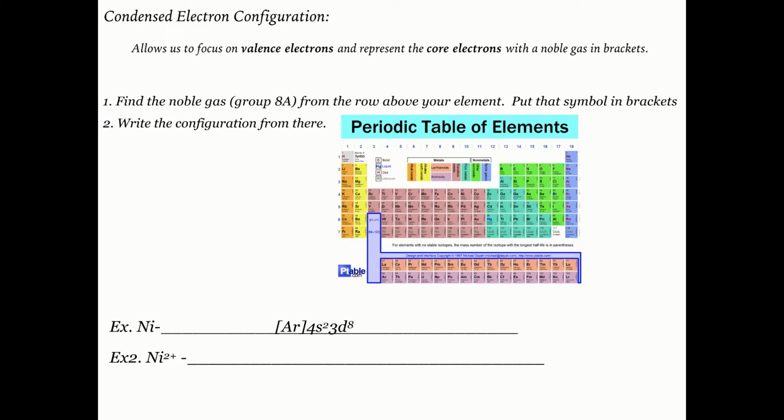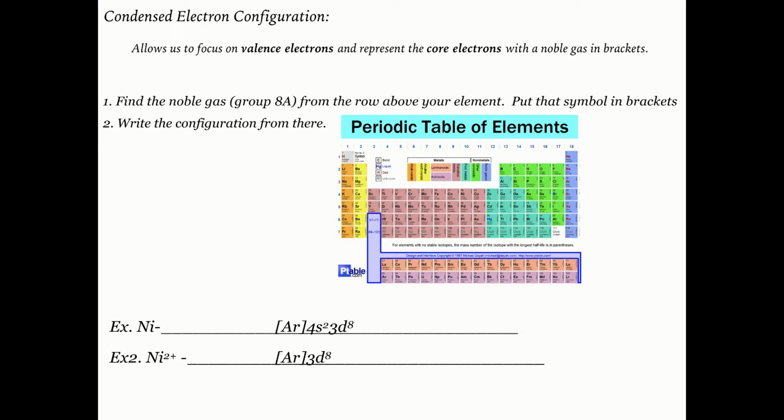That means it has 2 valence electrons, because those 2 electrons in the 4s are in the highest energy level. So when I remove those, what I'm left with is 3d8. Now, if I asked you about nickel 3+, then you would start removing from the 3d sublevel. So it would become argon in brackets 3d7. If it became nickel 4+, it would be 3d6.